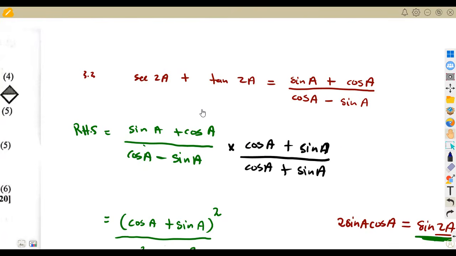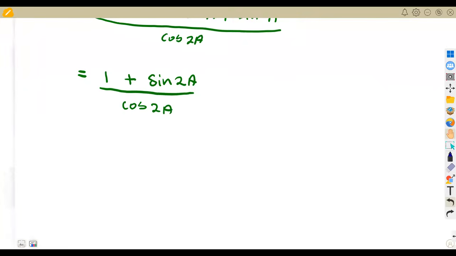So we are almost there. How are we going to simplify from there? That is the question. Remember, if you are given a fraction like this, you can separate it. I talked about this a lot of times. A fraction of this nature can be separated as 1 over the cosine of 2A plus the sine of 2A over the cosine of 2A.